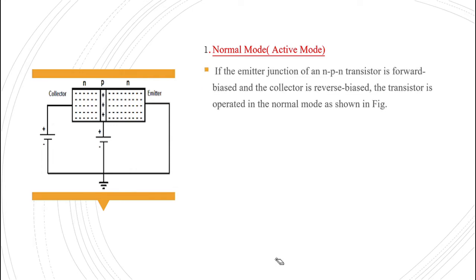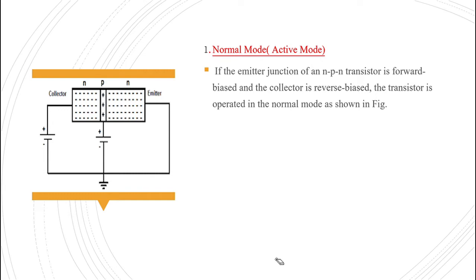If the emitter junction of an NPN transistor is forward biased and the collector junction is reverse biased, then the transistor is operated in the normal mode, or you can say in active mode, as shown in the figure.